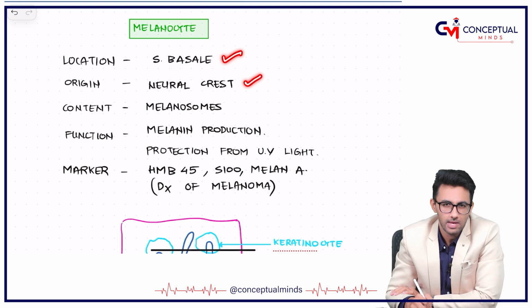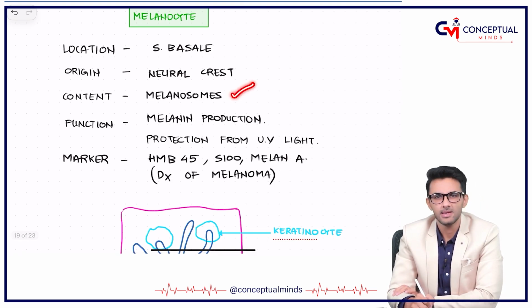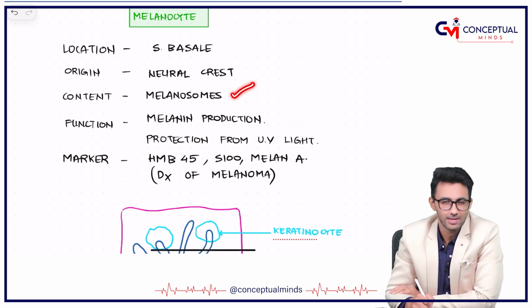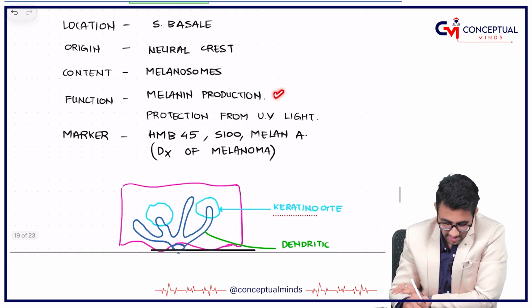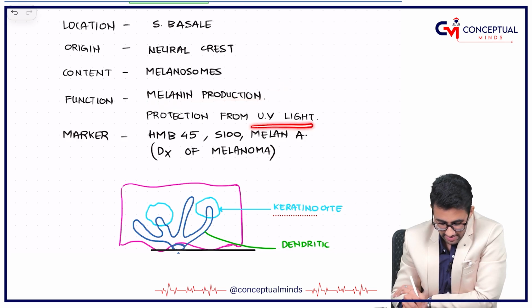So neural crest in origin, melanocytes. Okay, and content is melanosomes. Yes, melanocytes produce melanosomes, which produce melanin. We will read about this in a while. All right, so let us continue with the basic things. Function: production of melanin and protection from UV light.